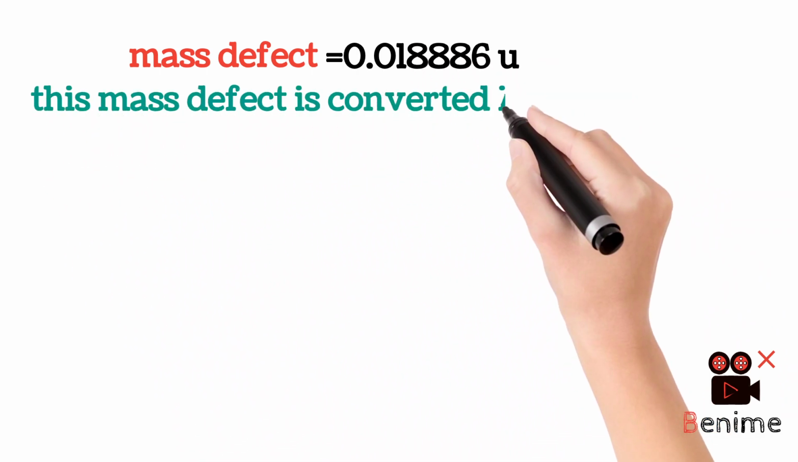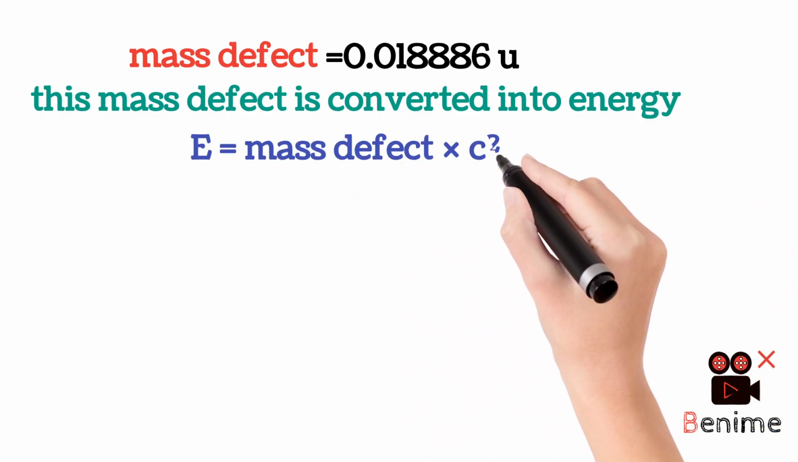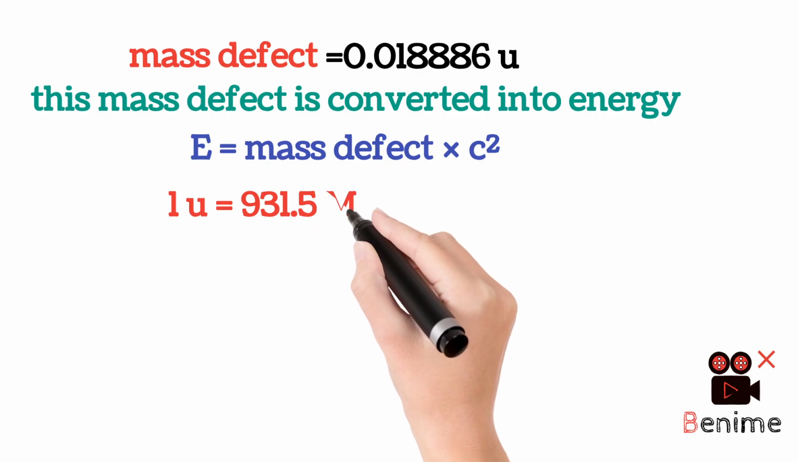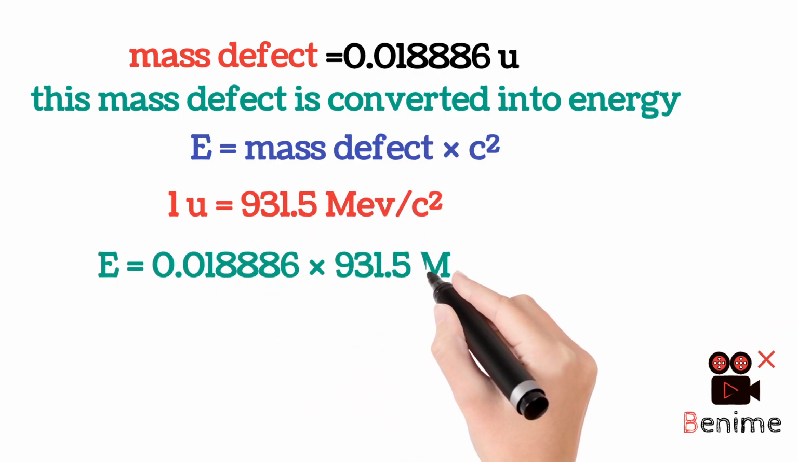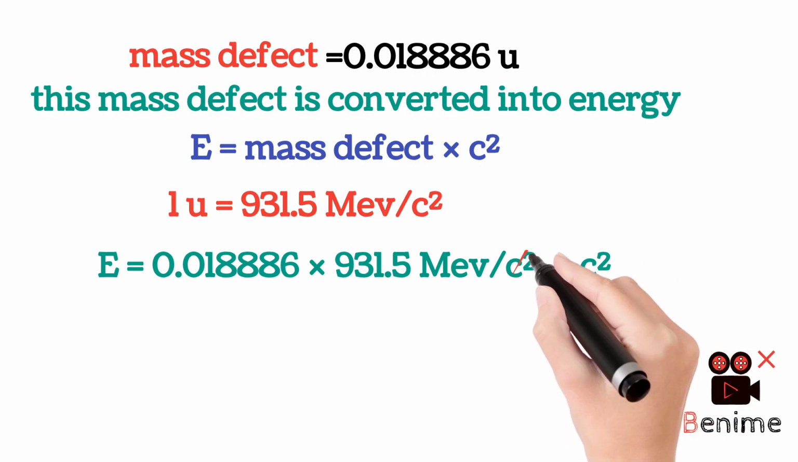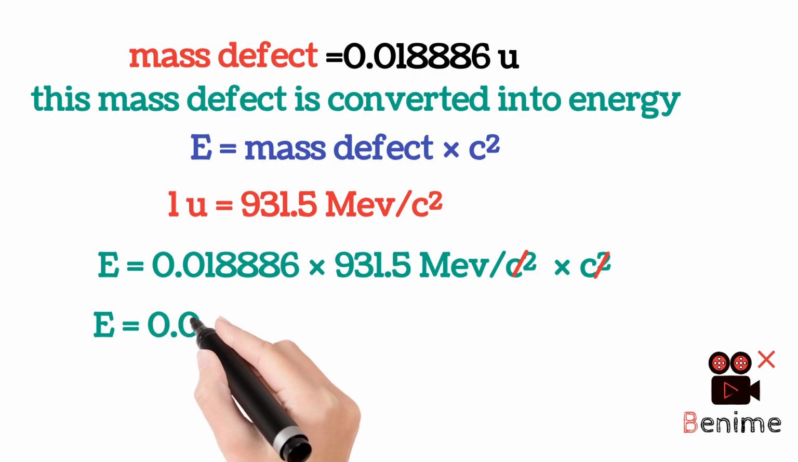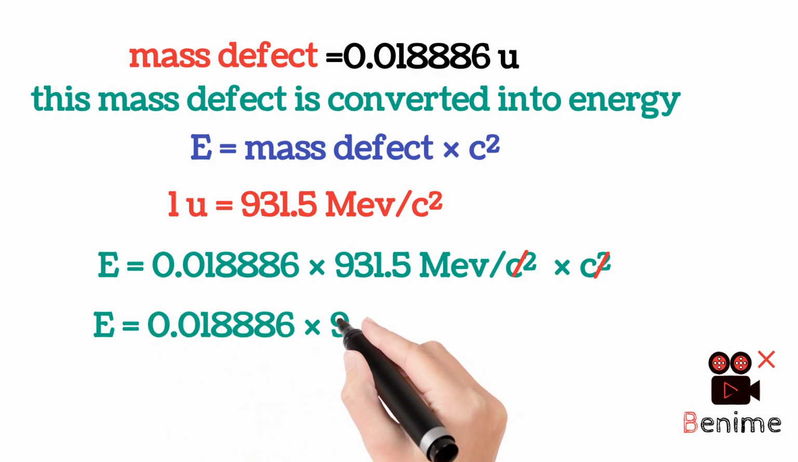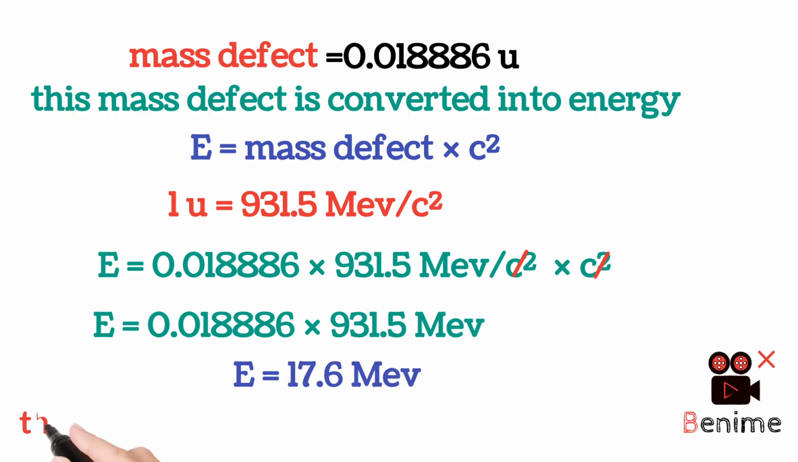0.018886 U. This mass defect is converted into energy by Einstein's mass-energy equation. Here we put 1 U equals 931.5 MeV/c squared, then by simplification we get 17.6 MeV, which is the energy released per fusion reaction of hydrogen isotopes.